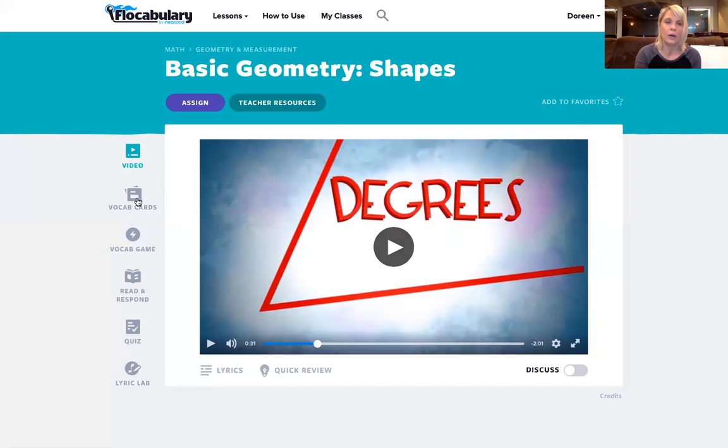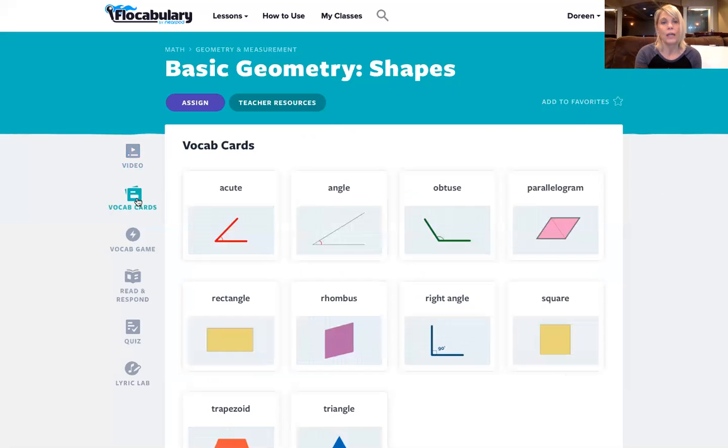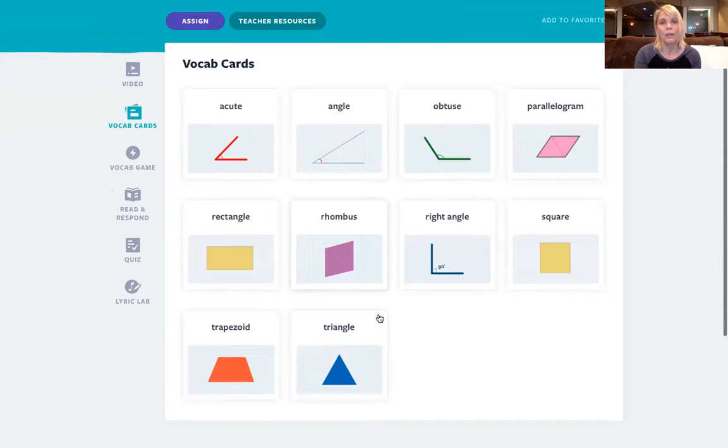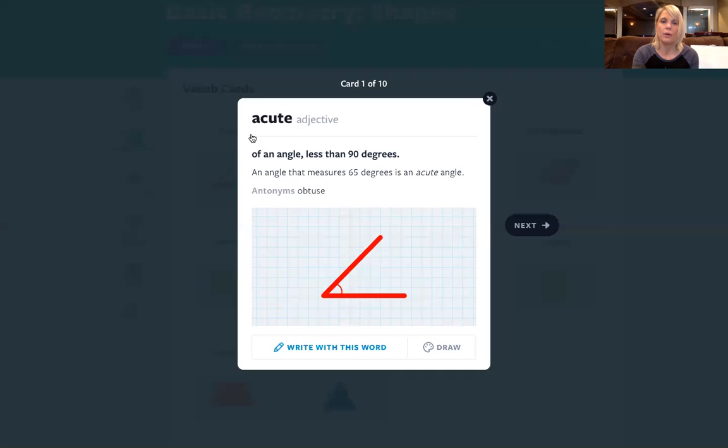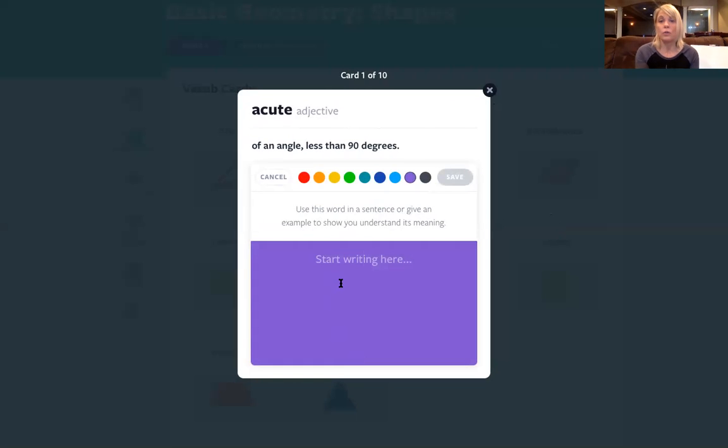After you view the video, which you could review as many times as you want, you're going to see vocabulary cards. On each lesson it's different. It's usually less than 10 vocabulary cards. All you have to do on the vocabulary cards is use the word in a sentence or give an example of what it is. So again, this isn't a lesson you're going to have because this is a 5th grade lesson, but for an acute angle, if you draw a picture of what an acute angle would be, that would be fine.